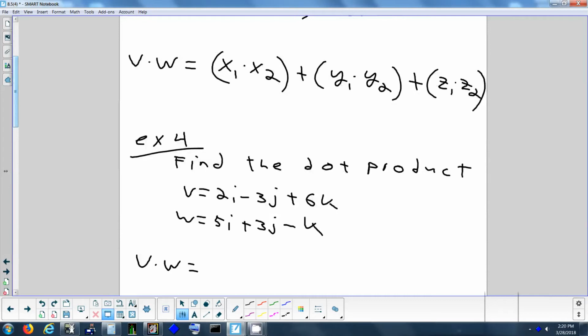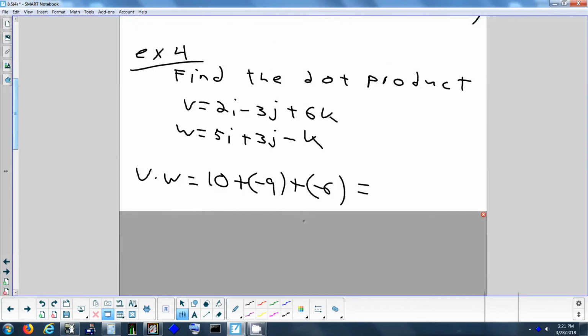Jane, can you tell me how I get my dot product? Well, you would do x1 times x2. Yep. So we get 2 times 5, which would be 10. Plus negative 3 times 3, so it's plus negative 9, or just minus 9. And then plus negative 6, since 6 times negative 1 is negative 6. So 10 minus 9 gives me 1, minus 6 is negative 5. There's my dot product. And that's it. That's a 3-dimensional dot product. Questions on that?